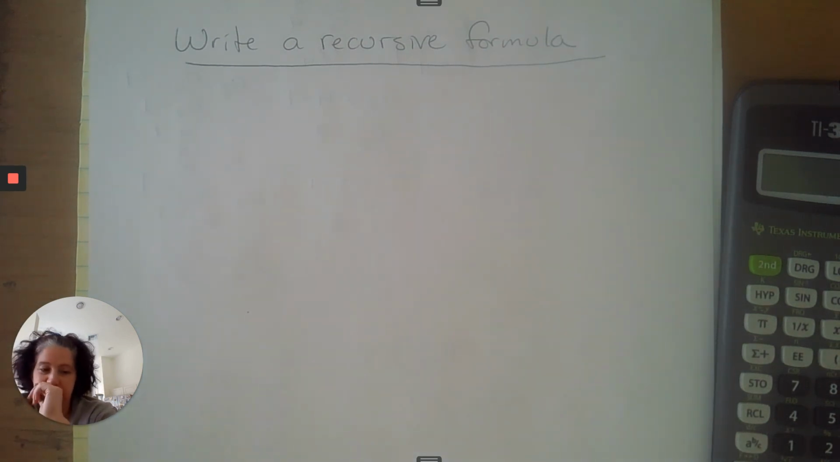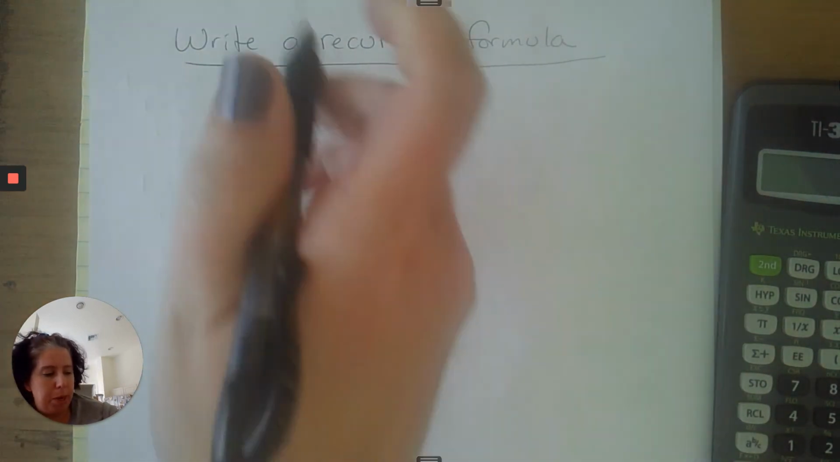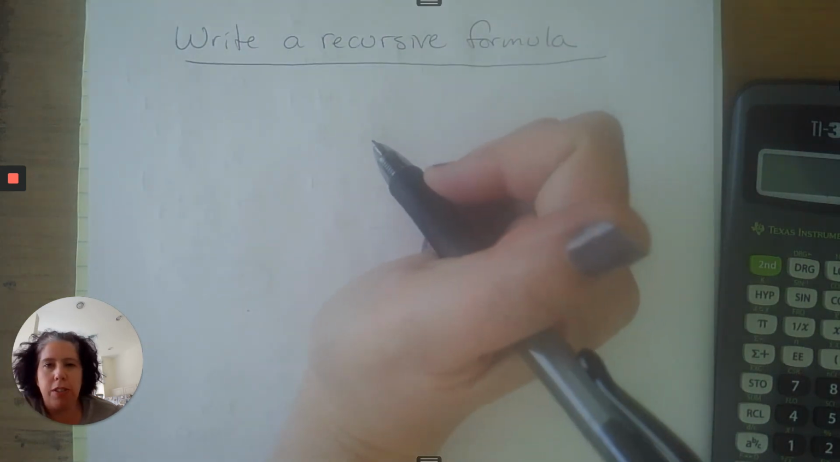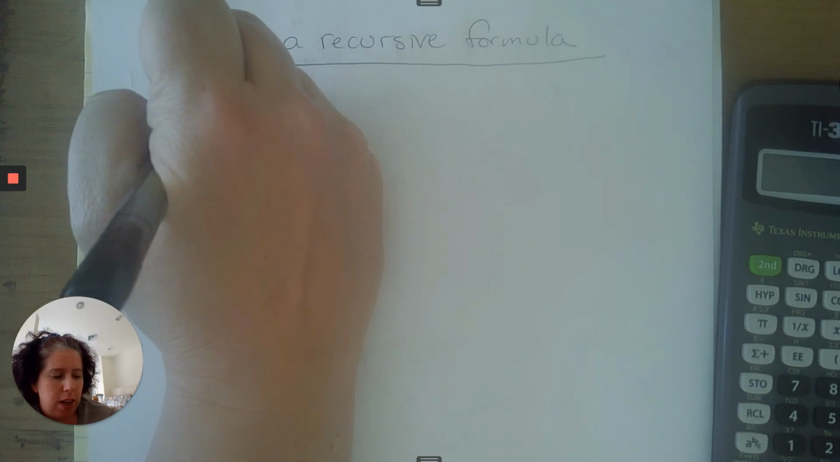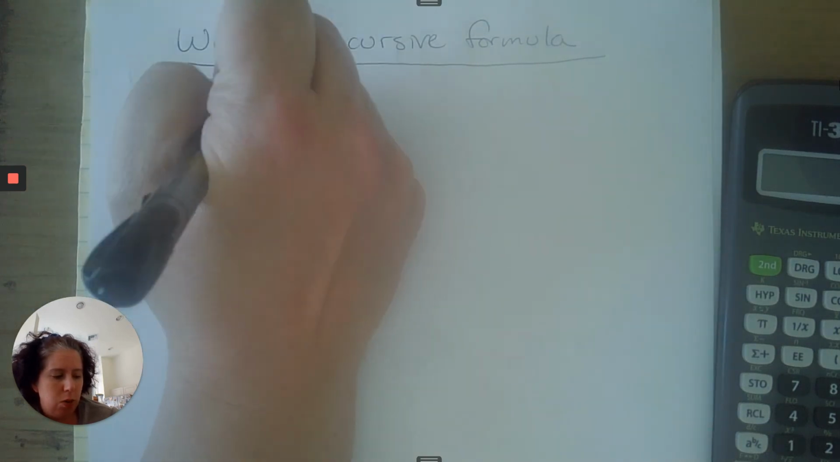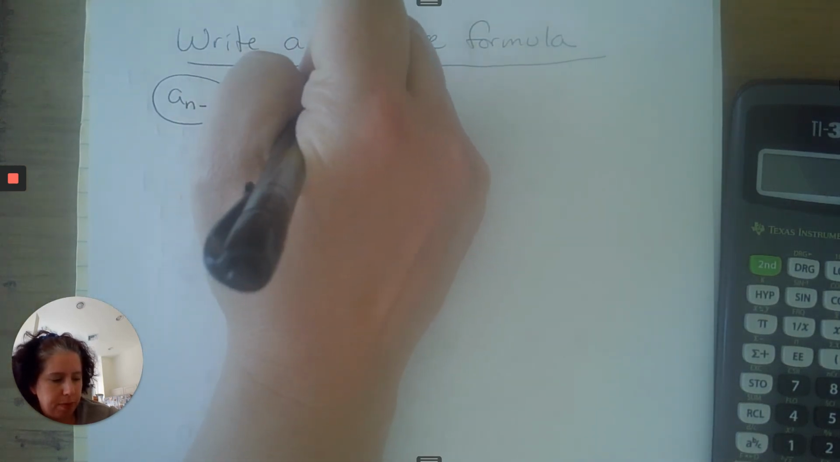Okay, so we're going to write a recursive formula today. I'm going to give you a sequence, and you're going to write the formula. Seriously, this is kind of a joke, so I just need you to make sure you're paying attention. The big thing you need to do is be able to figure out whether it's arithmetic or geometric. Remember the recursive ones, we're going to use a sub n minus 1, which means the previous term.